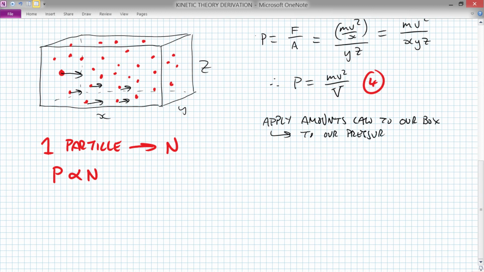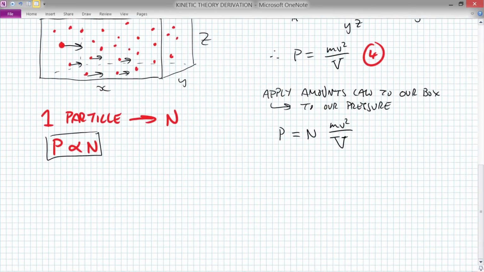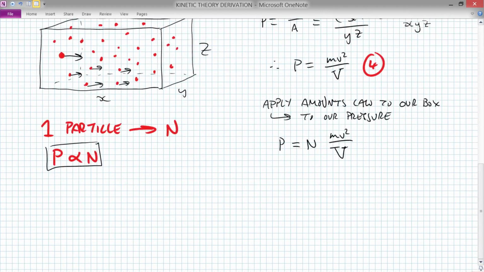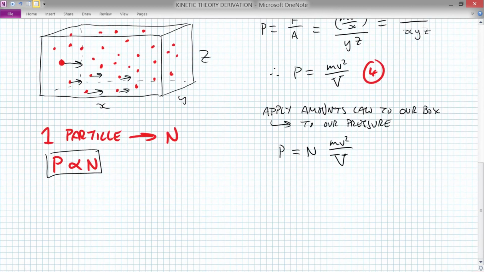So because these two things are proportional, if I increase my number of particles by n, essentially I'm increasing my pressure in the box by n as well. So this is going to become P is equal to n m v squared over big V. We're not done there. I won't call that a new equation. There's nothing new there. All we've done is apply Amonton's law, which we've looked at. So that's fine.